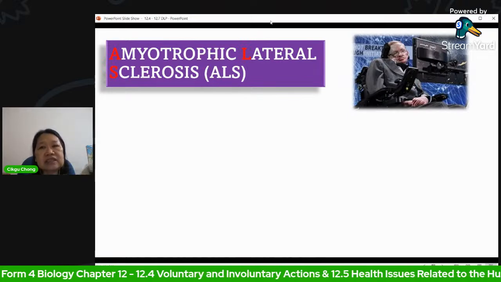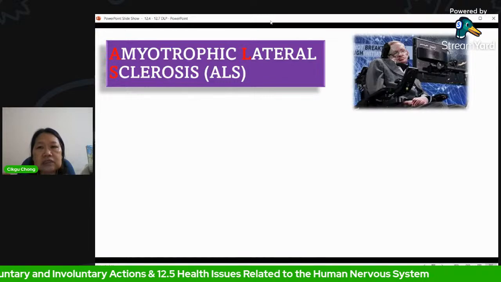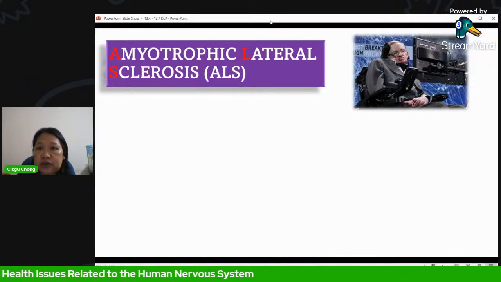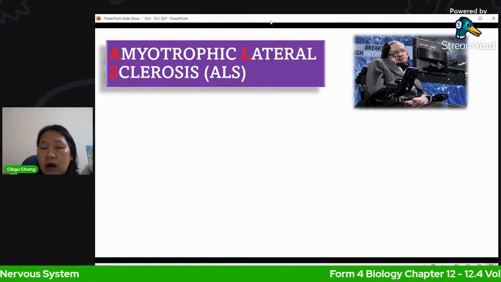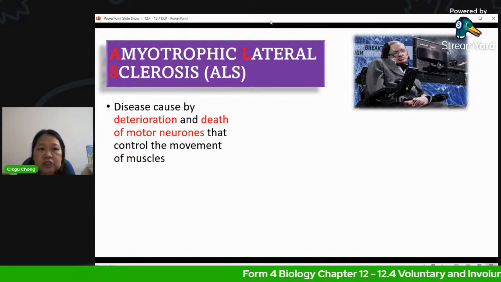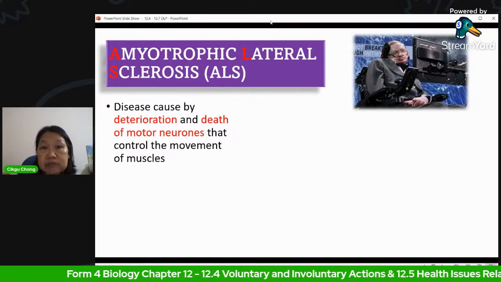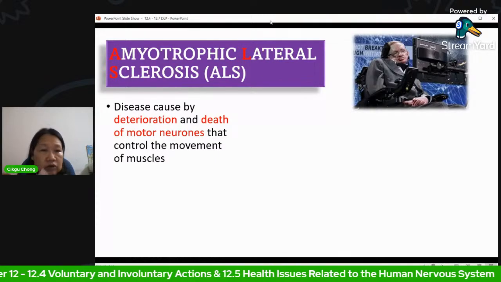So it's a congenital disease, and he started to experience this kind of muscle problem when he was about 21 years old. That time he was still studying in Oxford University. Later on it became worse, and he was not able to walk. He had to be in a wheelchair. So this is a disease caused by deterioration. Deteriorate means becoming worse. And death of motor neurons. So the motor neurons are slowly dying.